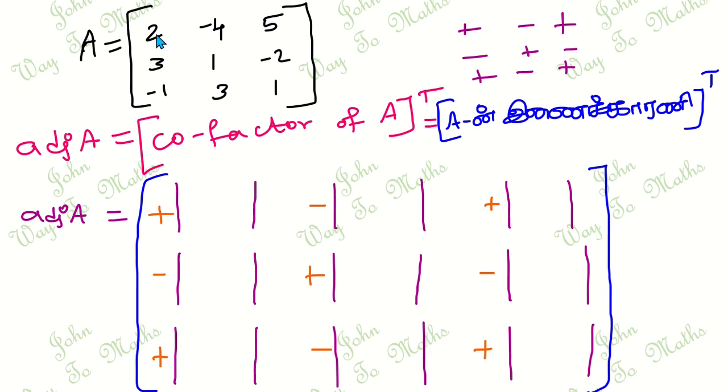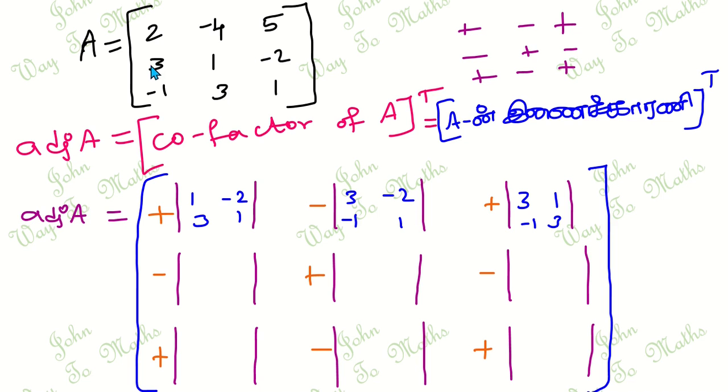So first I'm going to write the cofactor of 2, so plus 1 minus 2 3 1. Then I'm going to choose minus 4, rows and columns will be eliminated. Remaining entries 3 minus 1 minus 2 1. Then first row third element 5, rows and columns will be eliminated. So remaining entries 3 1 minus 1 3.